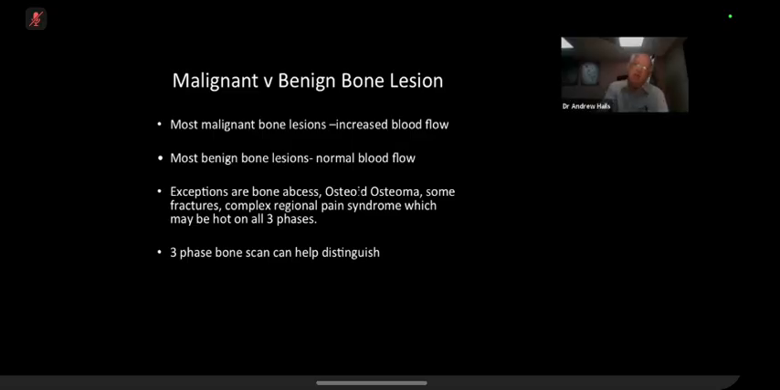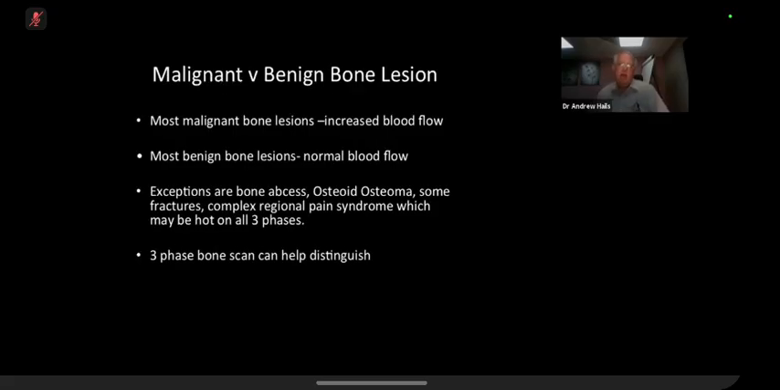Most malignant bone lesions have increased blood flow, and most benign bone lesions have normal blood flow. But again, there are some exceptions. As we've already seen, some fractures, stress fractures, may have increased uptake on all three phases. Osteoid osteoma has increased uptake on blood flow, blood pool, and the delayed bone phase images. As does complex regional pain syndrome. It may be hot on all three phases.